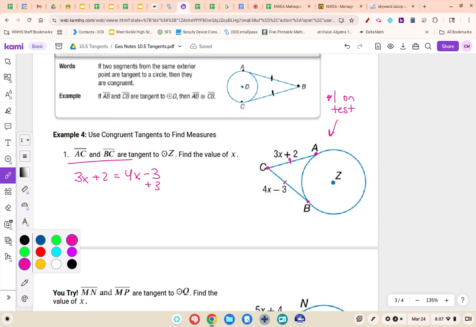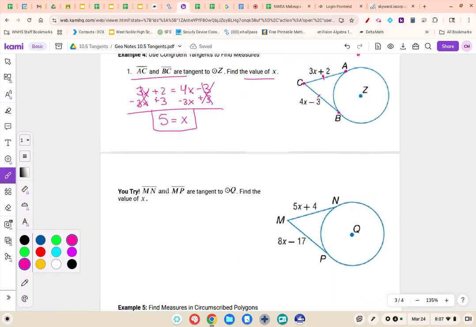So this solving shouldn't be too bad. I'm going to add 3 to both sides and subtract 3x on both sides. So I get that x is 5, and that's all it asks for. On the next page, there's a U-try of this. Go ahead and try it.